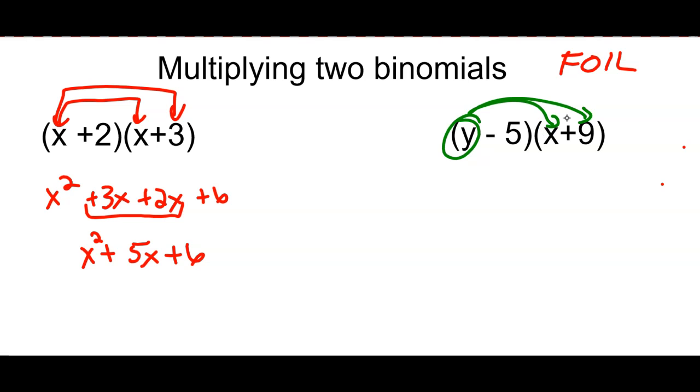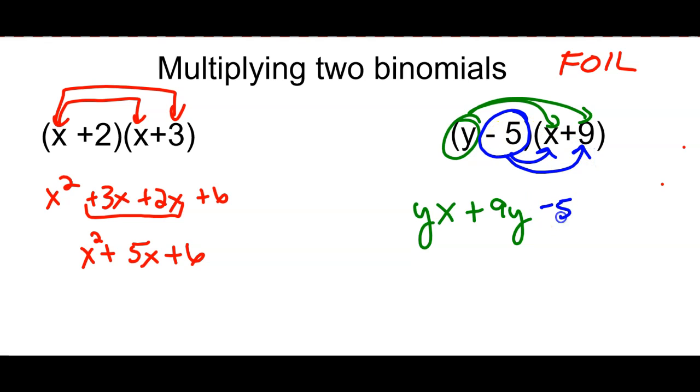Draw your swoopties. Y times x is yx. Y times 9 is 9y. And then, that's doing the distributive property once. Do it again with the -5 this time. So draw your swoopties. -5 times x is -5x. -5 times 9 is -45.